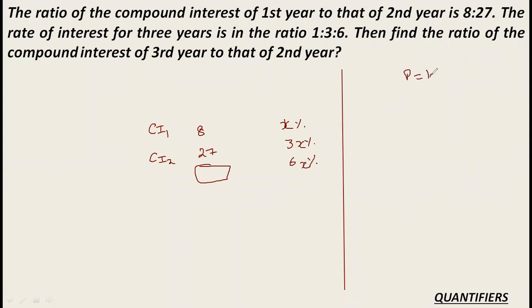Let us say your principal is rupees 1000. Your rate is 10%. Now, how does compound interest work? For the first year, you will get 10% of 1000, which means rupees 100 you will get. Right?